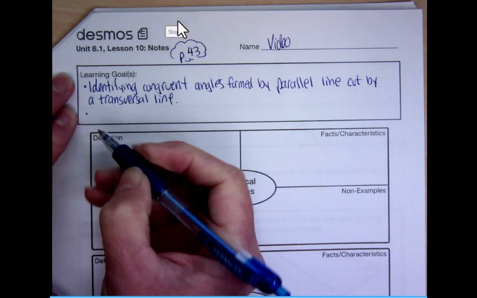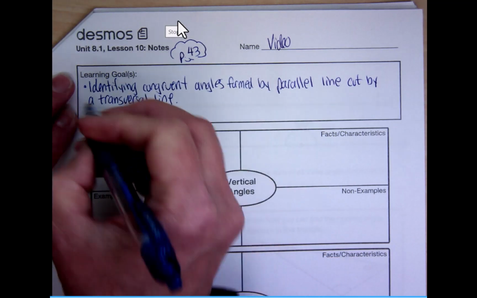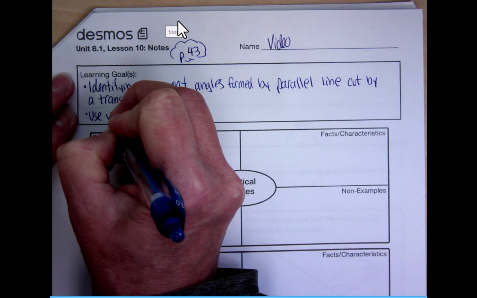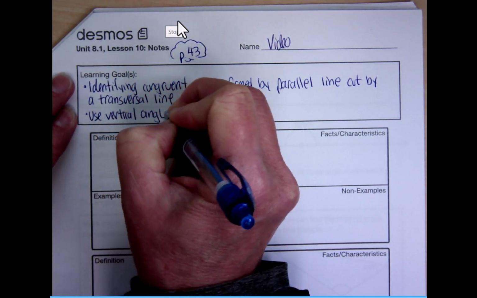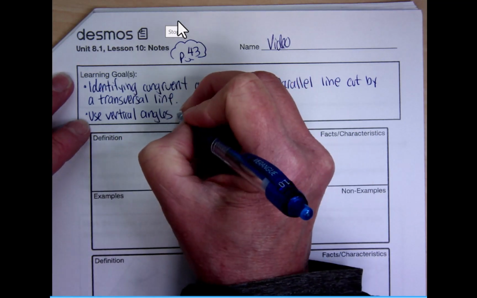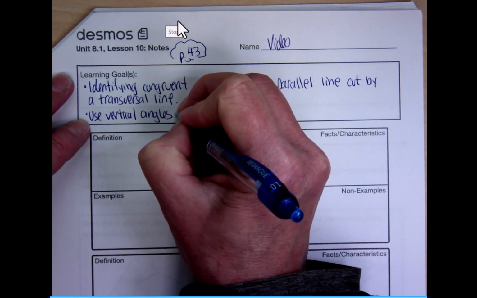And one more. We'll use vertical angles to find missing angle measures. We'll talk about what vertical angles are. You probably saw them in the past, but we'll remind you. Use vertical angles to find missing angle measures.